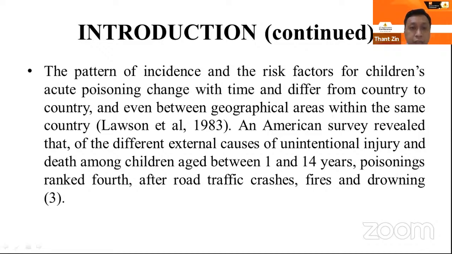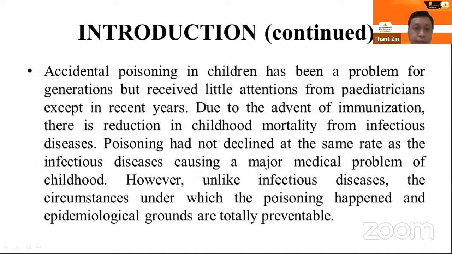The pattern of incidence and the risk factors for children's acute poisoning change with time and differ from country to country, and even between geographical areas within the same country. An American survey reveals that of the different external causes of unintentional injury and death among children aged between 1 and 14 years, poisoning ranked fourth after road traffic crashes, fires, and drowning.